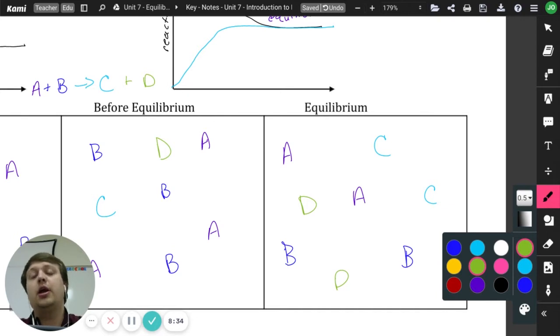Now, here's the question. Do we have to have an equal amount of reactants and products? No. We can have a different concentration of reactants and products. But what we need to recognize is that there's going to be a point where it levels out.